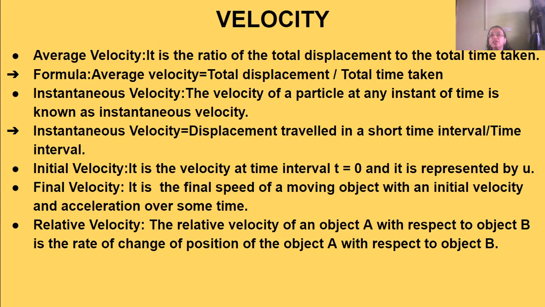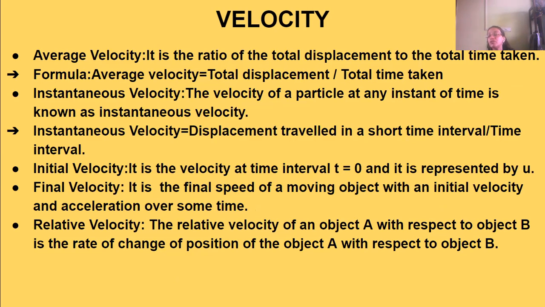Then average velocity is the ratio of total displacement to the total time taken. Now the formula is: average velocity is equal to total displacement divided by total time taken. Okay. Now we come to instantaneous velocity.